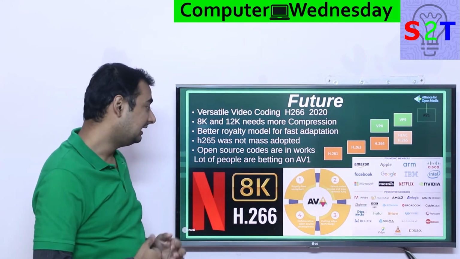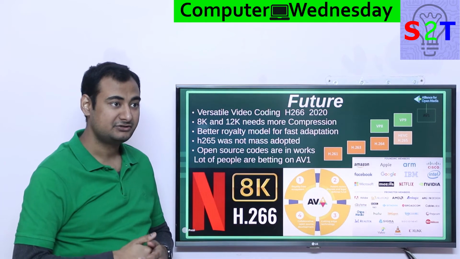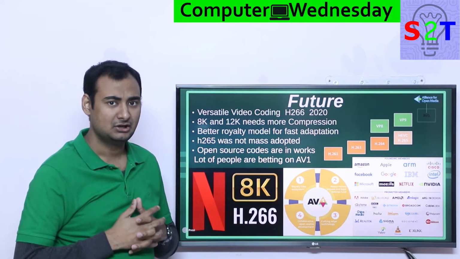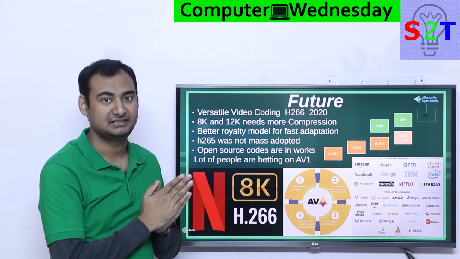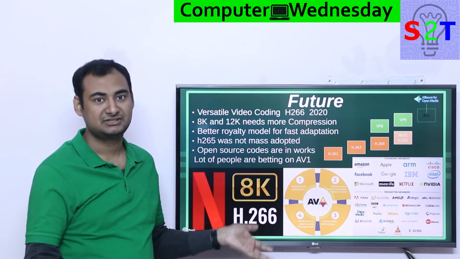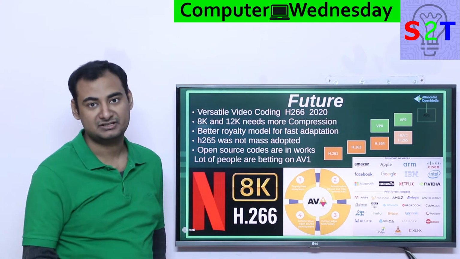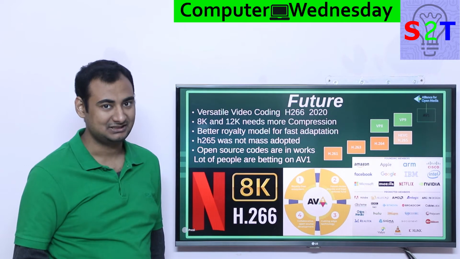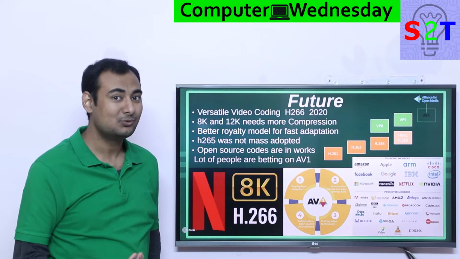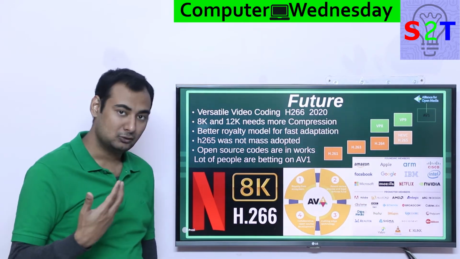However, H265 was not mass adopted, so people started to realize something very interesting. What if we went to the model of Linux? Think of it this way. What is the most common operating system on a server? It's not Windows, nor is it Apple. It's Linux. Why? It's open source. Nobody owns it. So fundamentally, open source works.